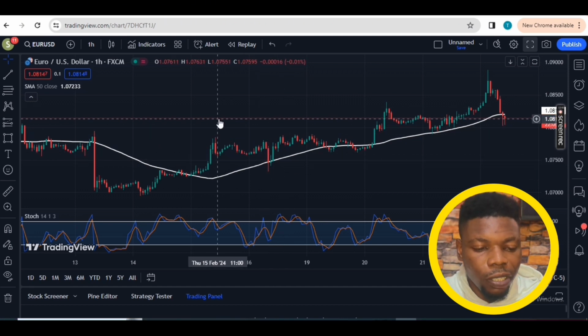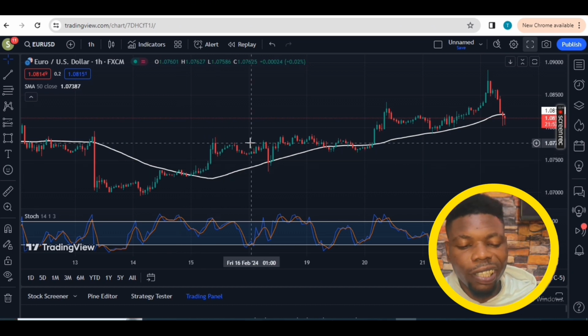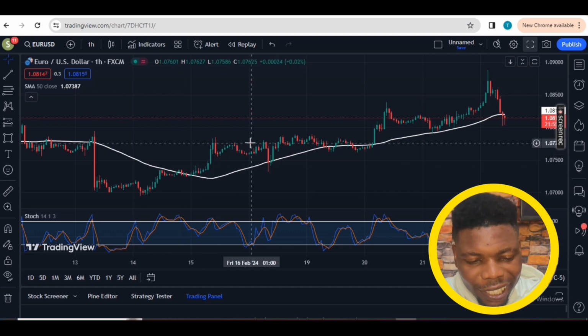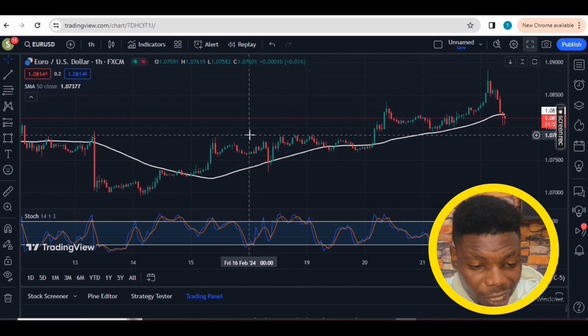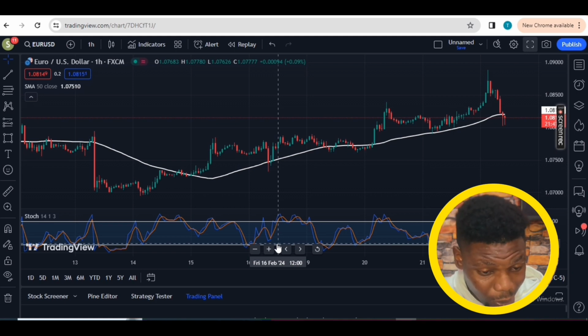We want the market to first break the 50 moving average. It broke it here. Then we want to see it retest that line. And when it's retesting that line, we want to see it cross the stochastic indicator below. Which level? We want it to touch the 20, which means it's oversold. What did I tell you? I told you that when it's oversold, we're expecting it to buy.